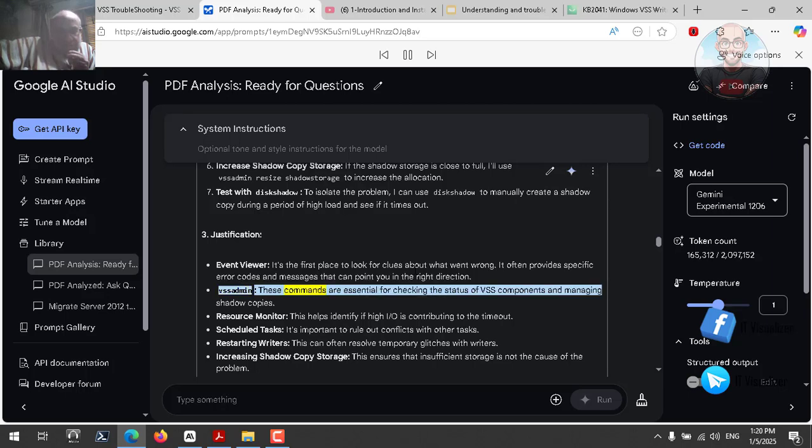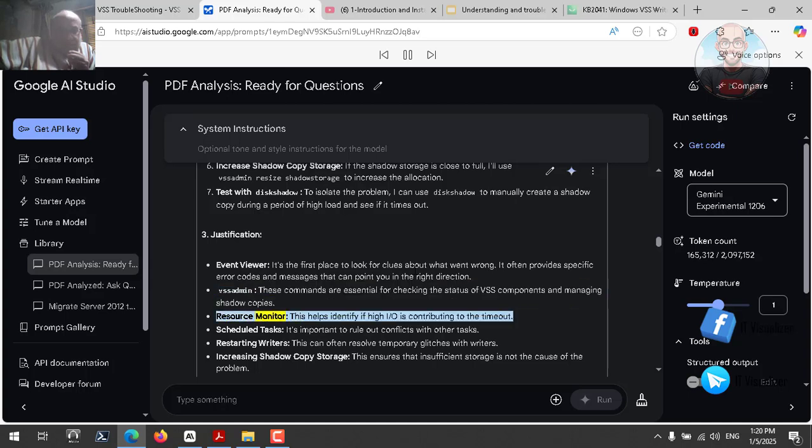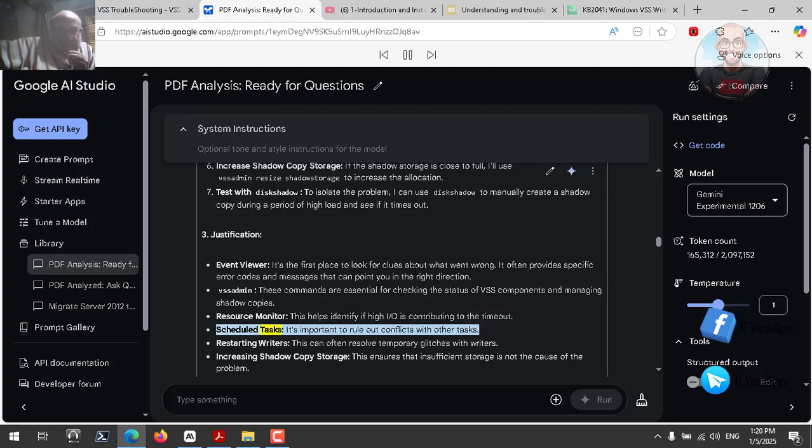vssadmin. These commands are essential for checking the status of VSS components and managing shadow copies. Resource Monitor. This helps identify if high I/O is contributing to the timeout. Scheduled tasks.